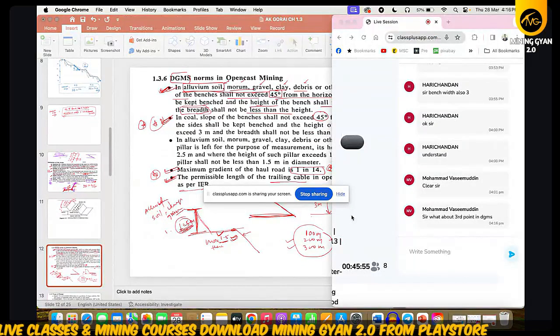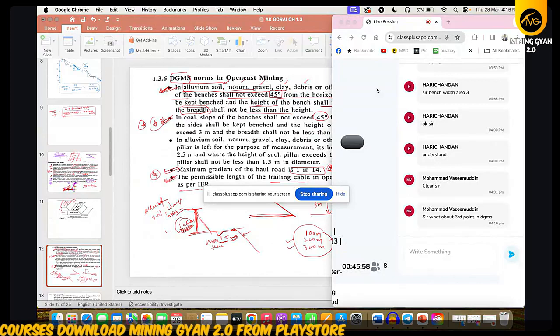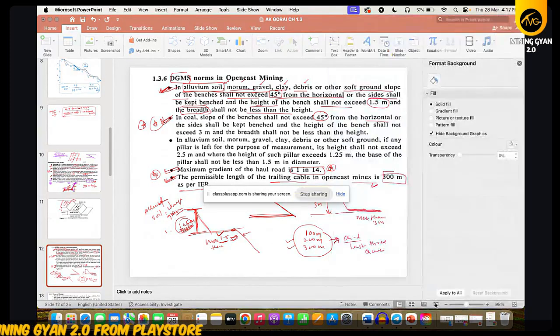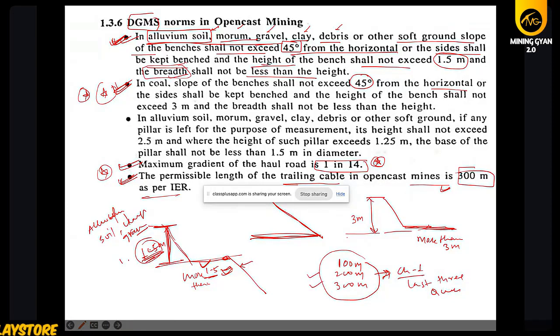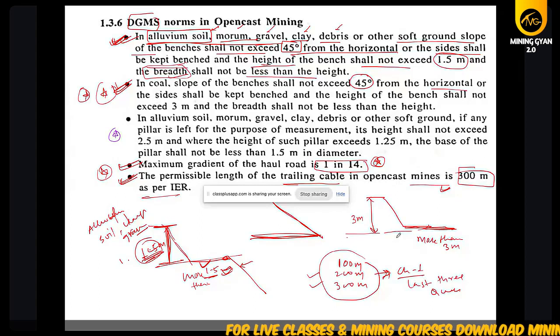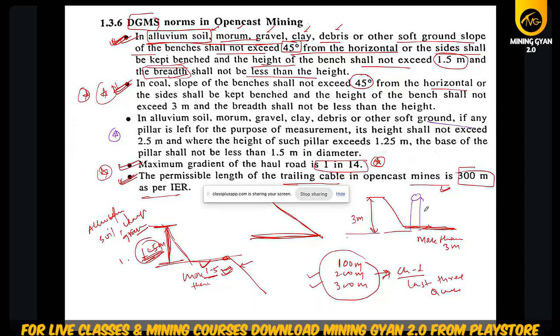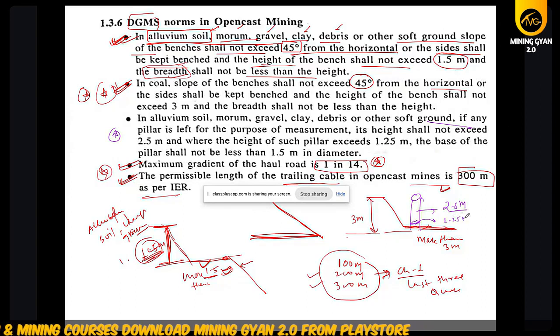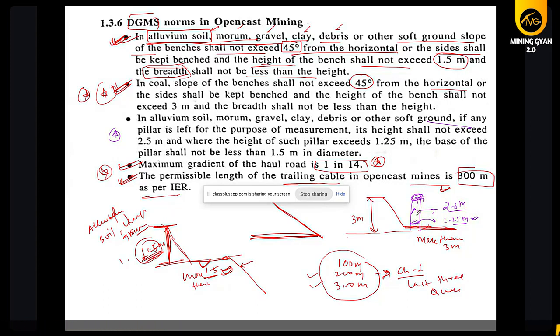There are various points in your DGMS circular. You will read all of them. It is not that important for you, but if you want to know the third point: in alluvial soil, murram, gravel, clay, debris, or other soft ground, a pillar is left for measurement. This pillar height should be 2.5 meter and the diameter should be not less than 1.25 meter.